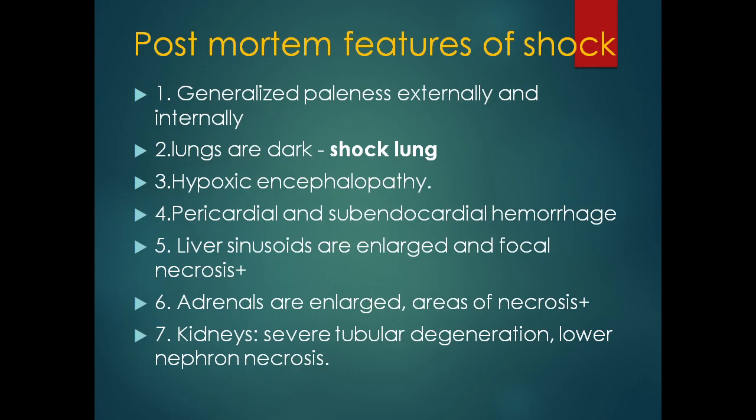Then postmortem features of shock. Generalized paleness externally and internally, lungs are very dark, they are called shock lungs. Then hypoxic encephalopathy will be there, and pericardial and subendocardial hemorrhages will be there. Liver sinusoids are enlarged and focal necrosis will be there. Adrenals are enlarged and areas of necrosis will be there in adrenals. Then kidneys will show severe tubular degeneration, lower nephron necrosis. These are the postmortem findings of shock.